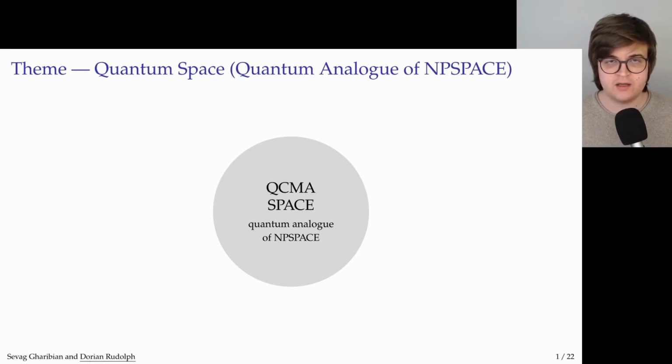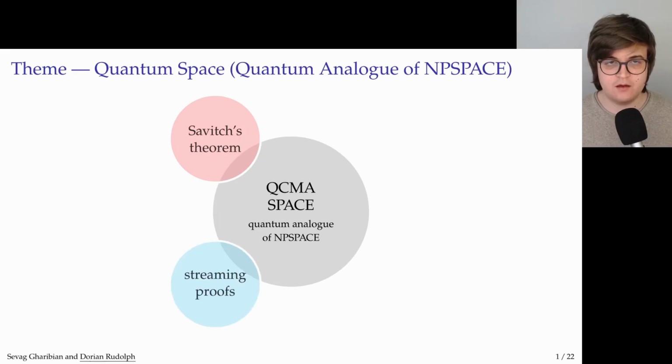The central theme underlying this talk is the quantum analog of NPSPACE, which is space-bounded quantum computation. We study the complexity class QCMASPACE, where a space-bounded quantum verifier is given access to an exponentially long classical proof. Classically, this relates to Savage's theorem showing PSPACE equals NPSPACE. We use the concept of streaming proofs to avoid exponentially wide circuits for long proofs. Note, in quantum we work with the proof view of NPSPACE as opposed to the non-deterministic view.